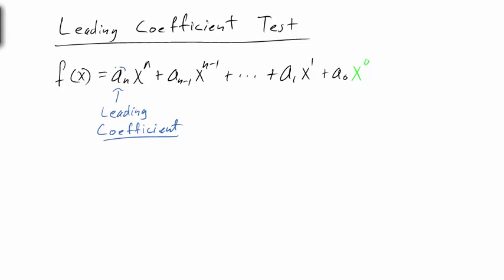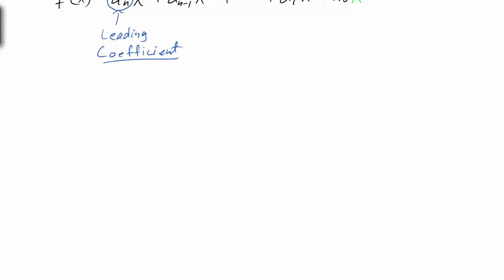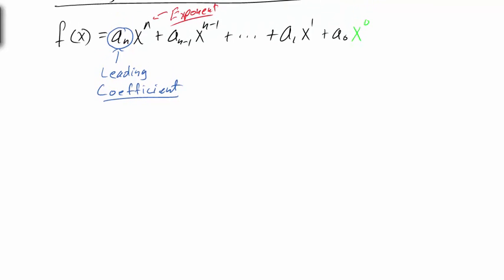Okay, that's the a sub n. And then, of course, the n here is representing our exponent. Okay, and again, if it's in descending order, this is going to be the largest exponent. Now, how the leading coefficient test works is we're going to look at, obviously, the leading coefficient, and we're going to look at the exponent. And the way this works is in your book, they're going to give you some notation here.